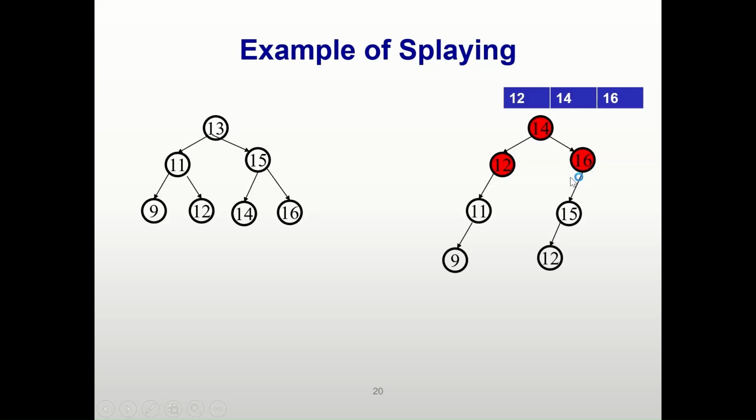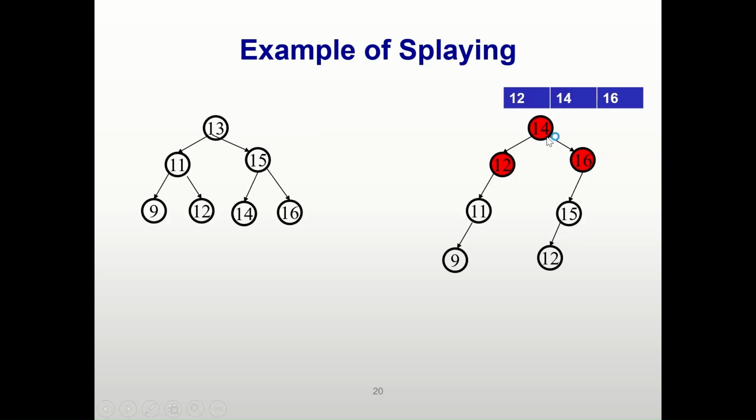Let's say I want to search 16 again. I don't want to go from here to here and also here to here. Here I need 3 comparisons, but using a Splay tree I need only 2 comparisons. And once I search 16, 16 will become the root. Here the whole tree rearranges in some order.